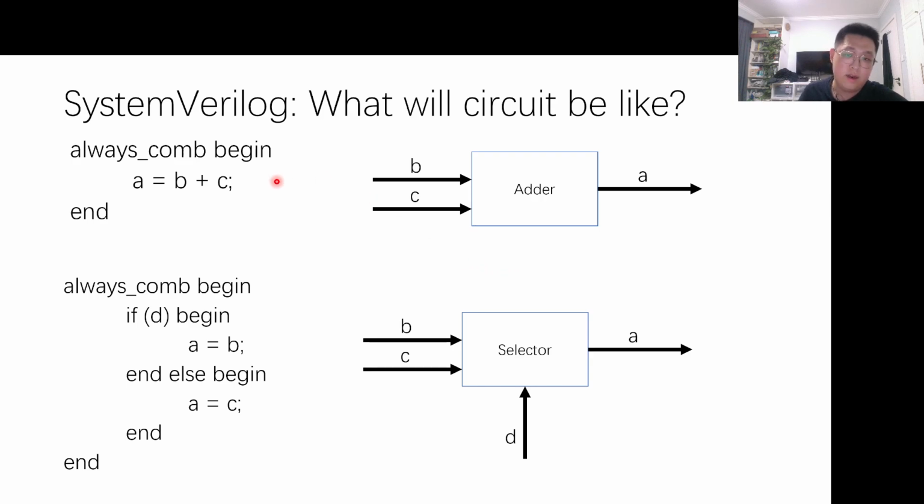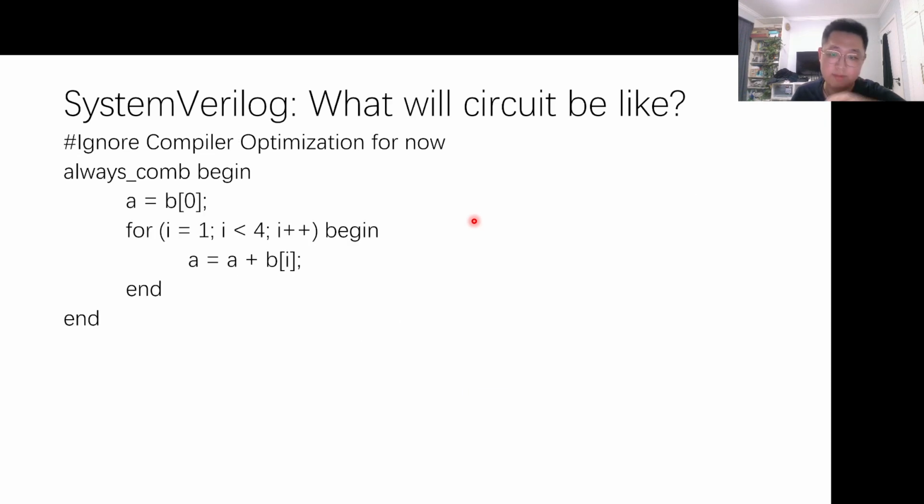And these are some easy examples that you might be familiar with, but when things get a little bit more complicated, some interesting things would happen. For example, we have this code trying to calculate the sum of an array B which has four elements. And what would the circuit be like in this case?